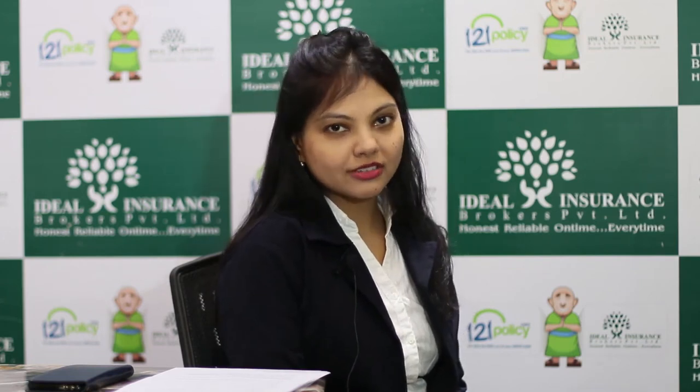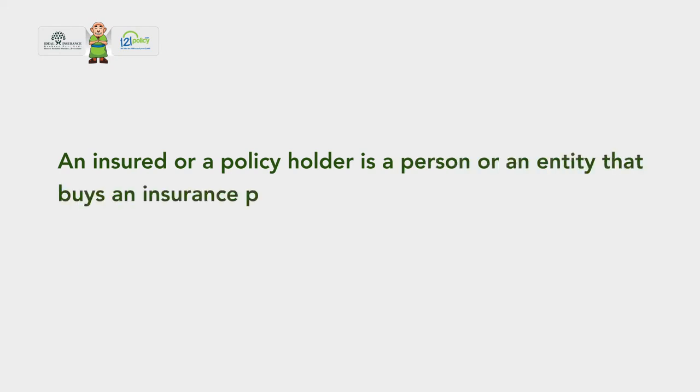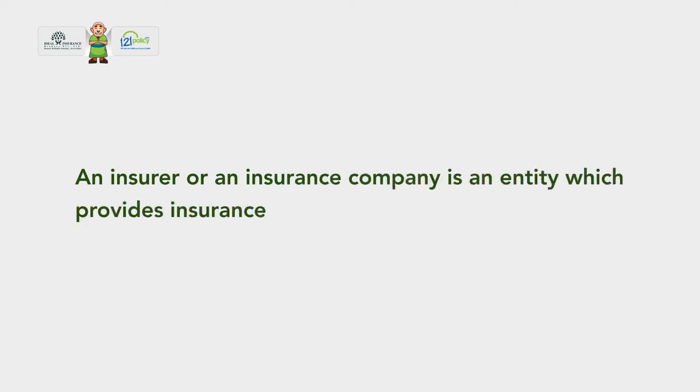Let us now understand a few more concepts of insurance. Insurance contract. An insurance contract is a contract between the insured and the insurer. Let us understand who the insured is and who the insurer is. An insured or a policyholder is a person or an entity that buys an insurance policy and is covered against financial losses. An insurer or an insurance company is an entity which provides insurance and undertakes to compensate.